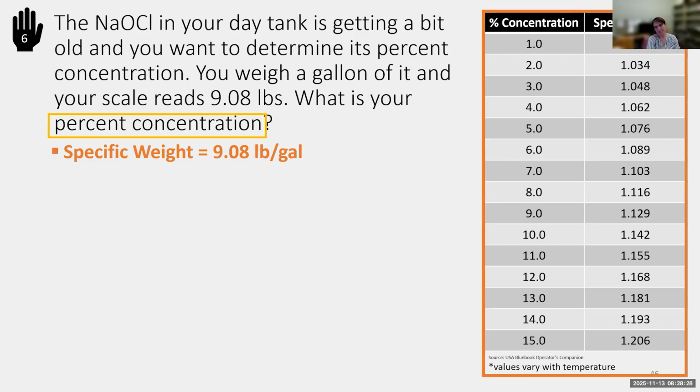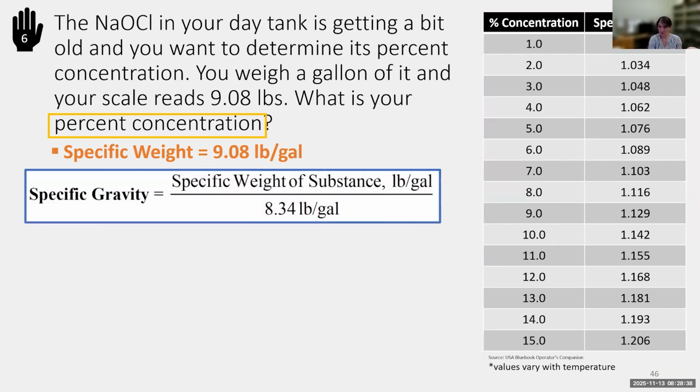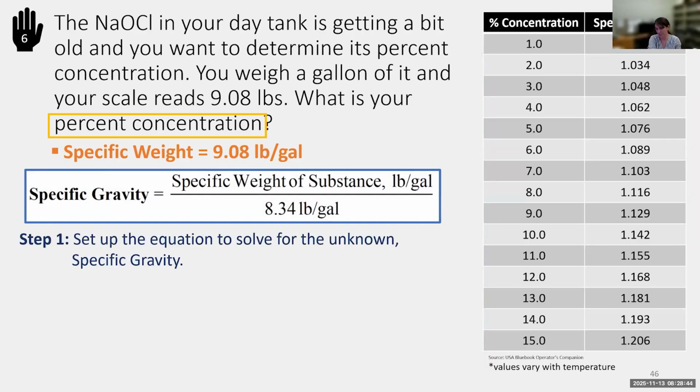And this table is the percent concentration, how it relates to specific gravity. So we can get the percent concentration if we know our specific gravity. So we're going to use our specific gravity equation. The first thing that we're going to want to do is set up the equation to solve for our unknown, which in this case is specific gravity. And that's how the equation's already set up. So we can move on to step two.